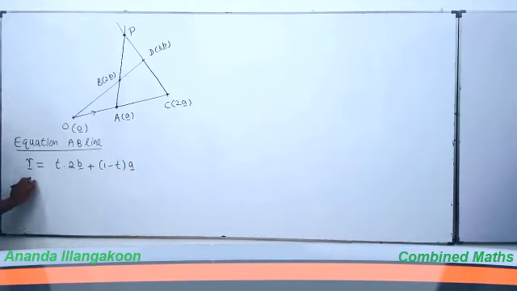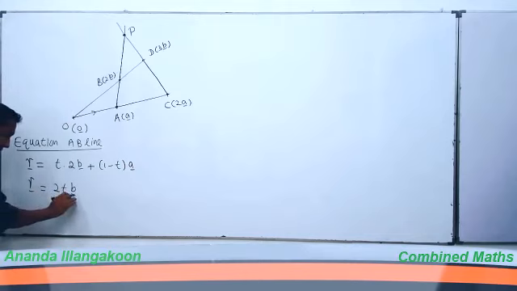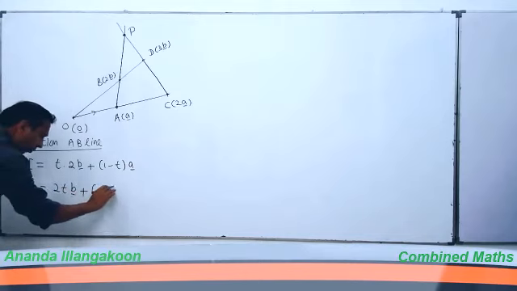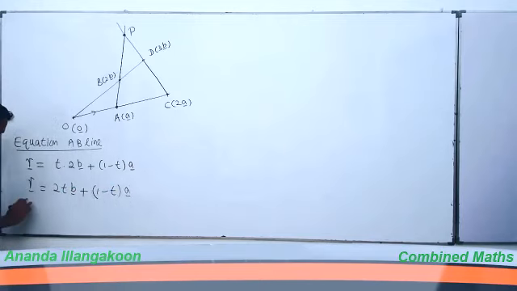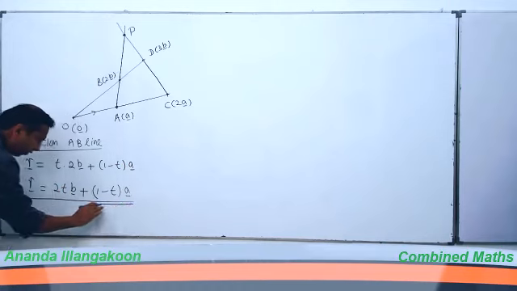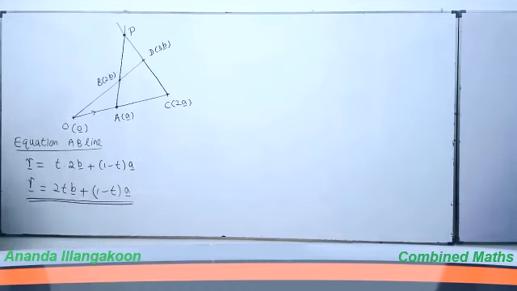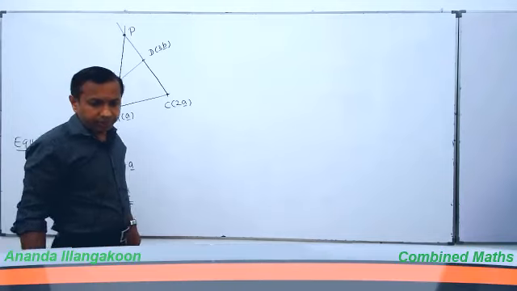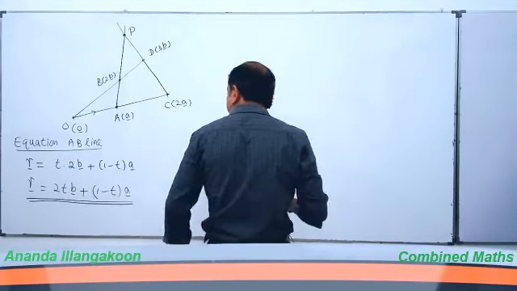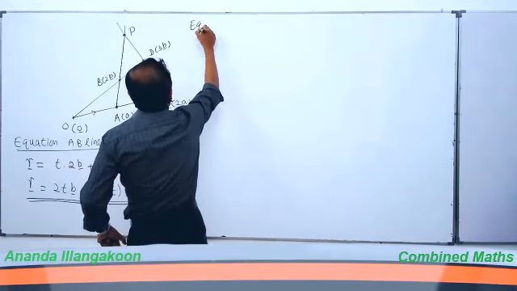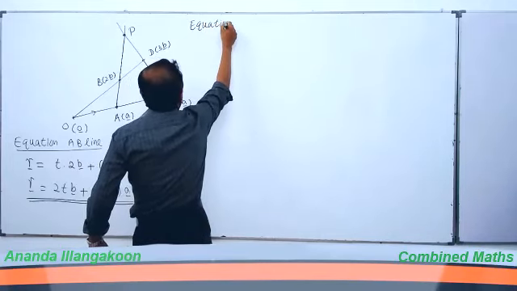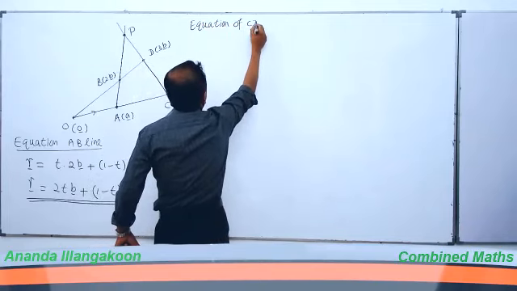So then we can write this as R is 2TB plus 1 minus T times A vector. This is the vector equation of the straight line AB. Okay. Next one, we write the equation of CD.